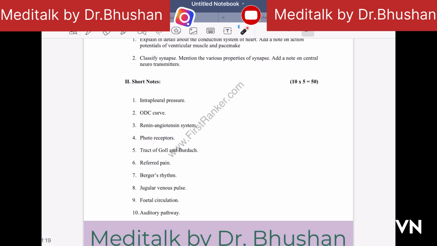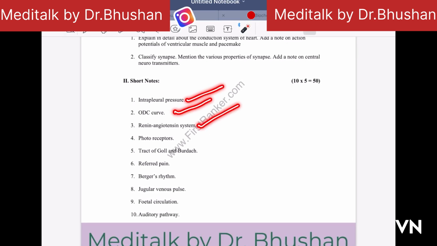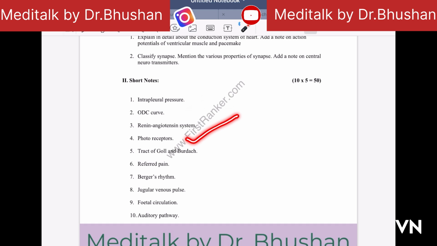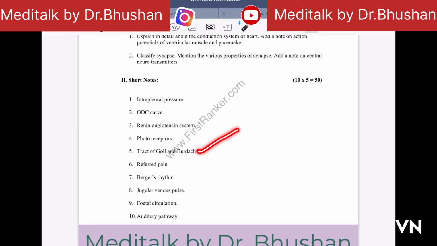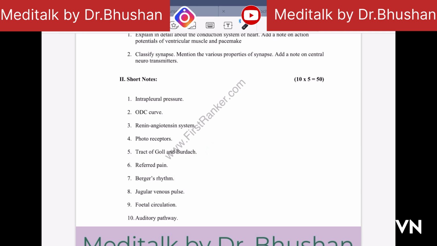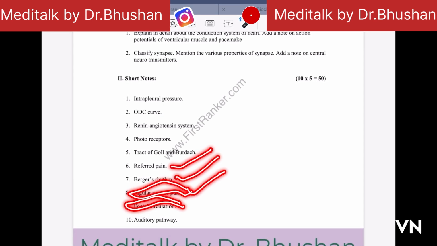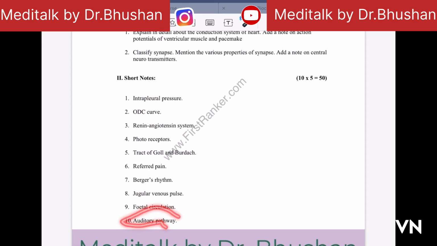Second, short notes: intrapleural pressure, ODC curve, renin-angiotensin system, photoreceptor, tract of Goldmann, referred pain, Berger rhythm, jugular venous pressure. This is also repeated. Fetal circulation is also repeated. Auditory pathway is also a repeated question.